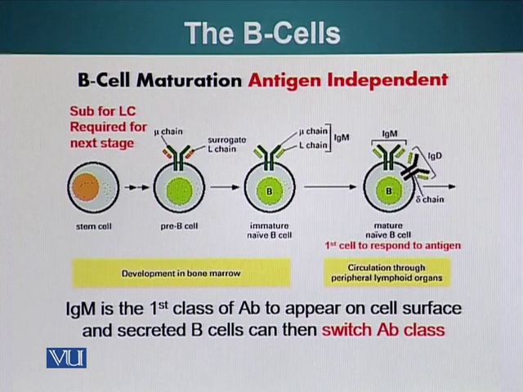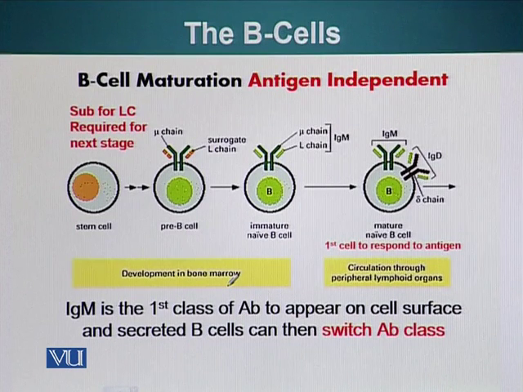The pre-B cell has the first antibody that is generated on the surface of the cell, which is IgM. IgM, we'll talk about antibody classes. I know we haven't talked about them, but IgM is a type of antibody. It is the first type of antibody which is produced by a B cell. This antibody appears on the surface of the pre-B cell.